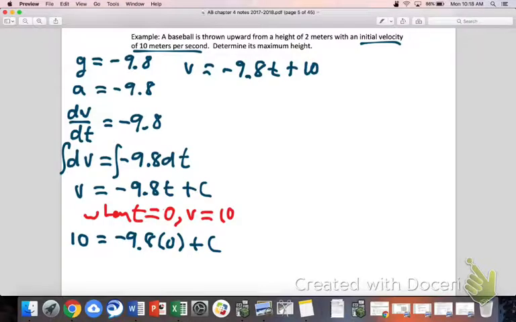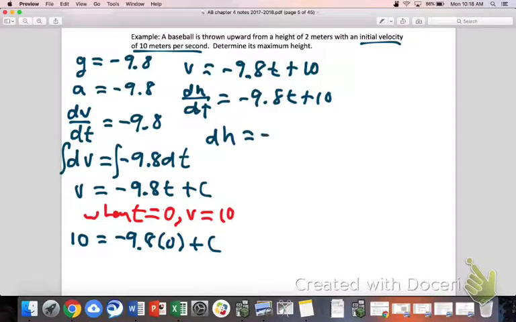But remember, I'm trying to find maximum height. So what I'm going to do, again, is I'm going to respell velocity. Remember that velocity is the derivative of position, or the derivative of height. So I'm going to respell velocity like this. dh/dt equals negative 9.8 t plus 10. Just respelled velocity. I know it's the derivative of height. You guys see the separating of the variables now? Just like we did before, I'm going to multiply both sides by dt. That gives me dh equals negative 9.8 t plus 10 dt.